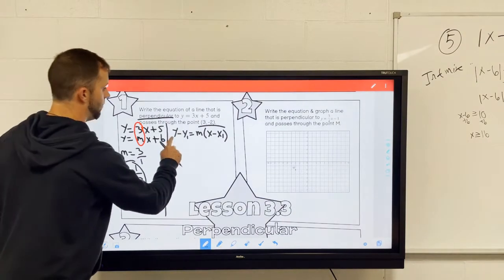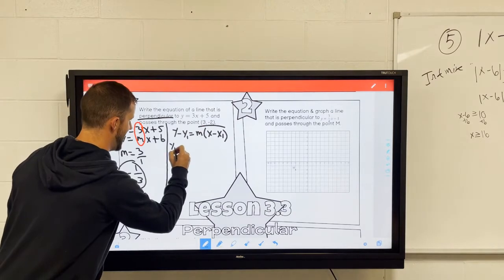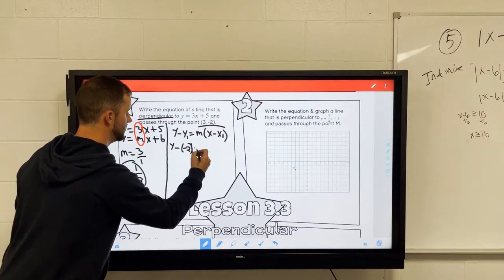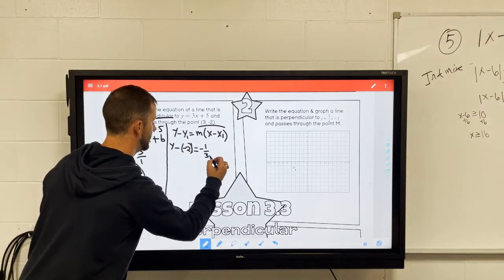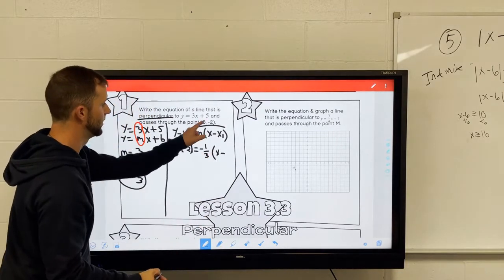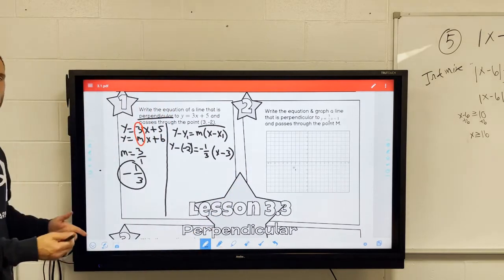All right, so right now, y minus y1. So my y coordinate's -2. So I'm doing y minus -2, right? Is going to be equal to, my slope here is -1/3, x minus my x1, which is going to end up giving me 3 here, okay? So now I just need to simplify.